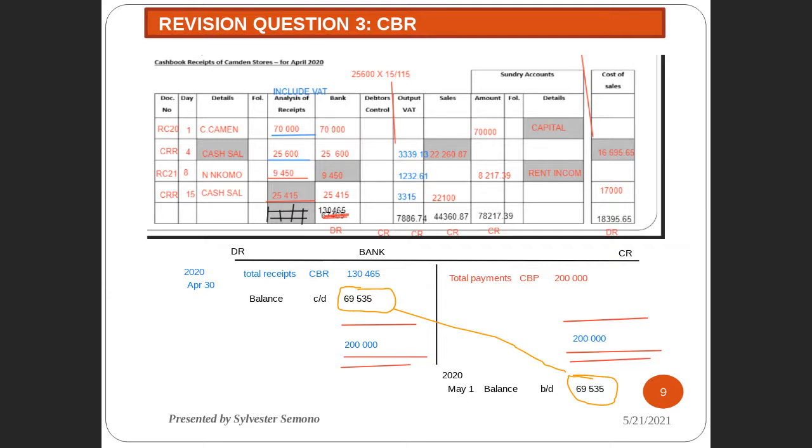Okay, why is there CBR and CBP under bank? Maybe I don't understand your question, Melody. I think maybe you mean, why is there CBR and CBP under bank? Which bank are you referring to? Okay, remember this amount of 130. I took it from the CBR. This is the CBR, Melody. This amount here is the one that I took to the bank, so it comes from the CBR.